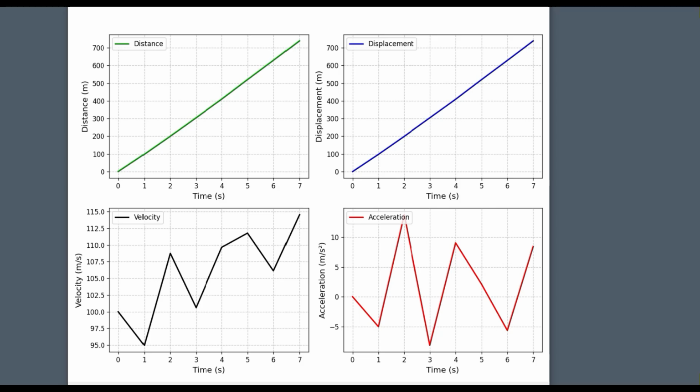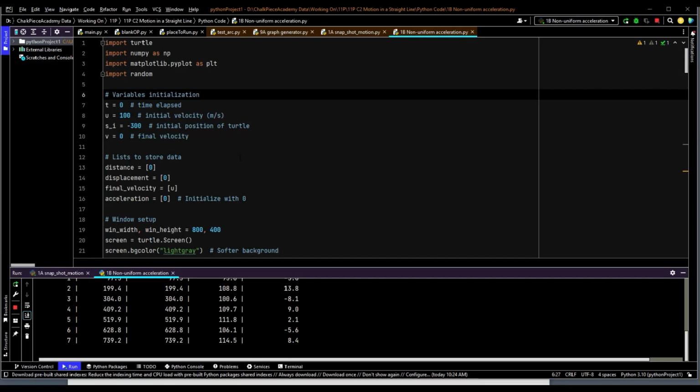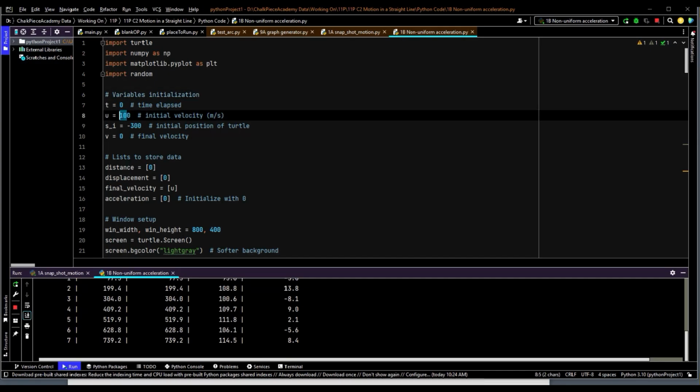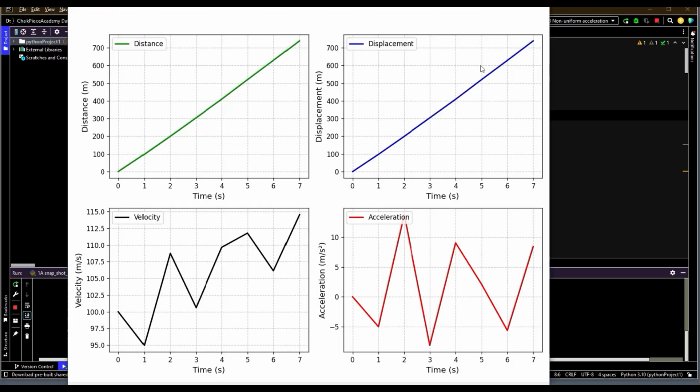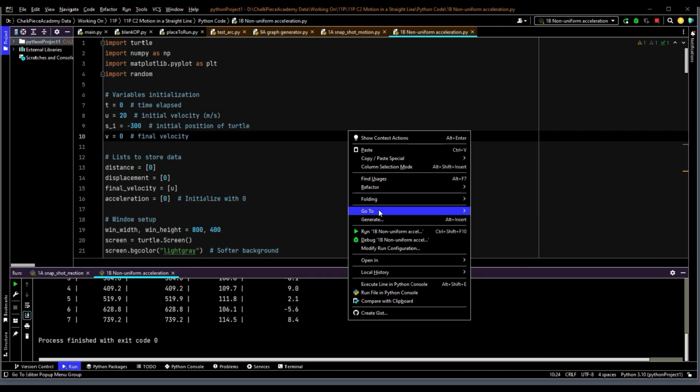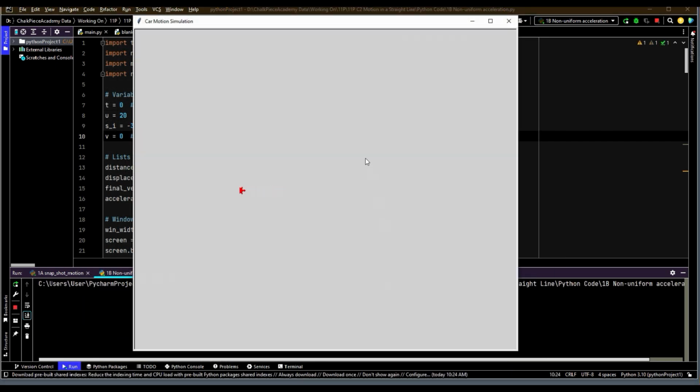Because the initial velocity, the velocity with which we're starting off, is pretty huge, so we are not able to look at a huge difference. So let me try it again. Maybe this might help.